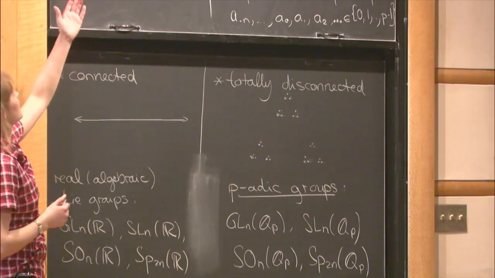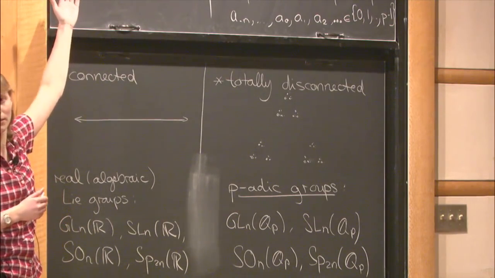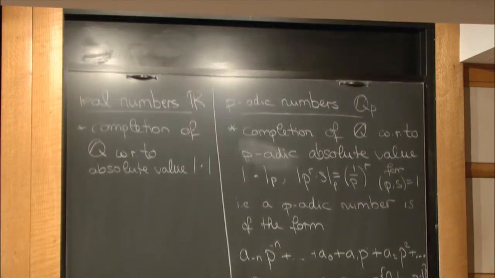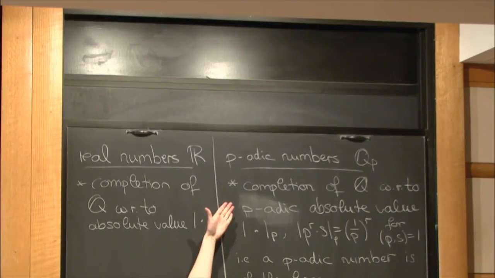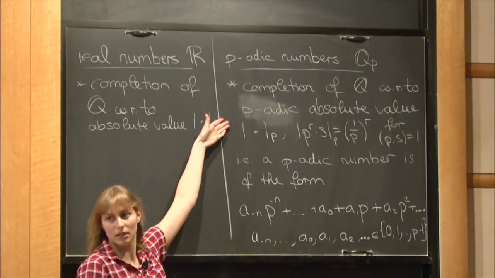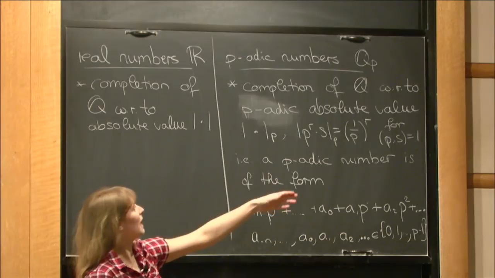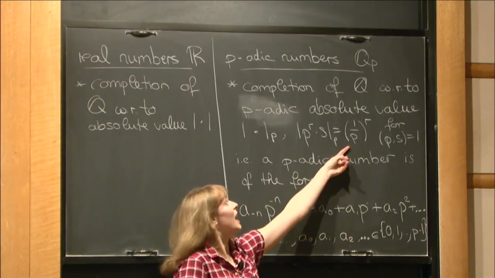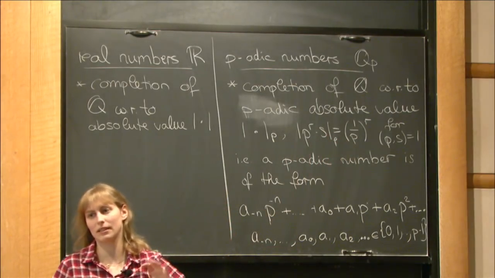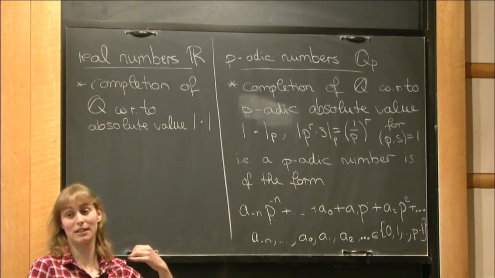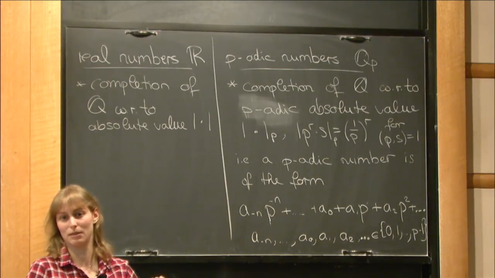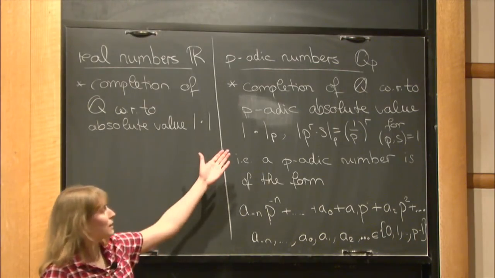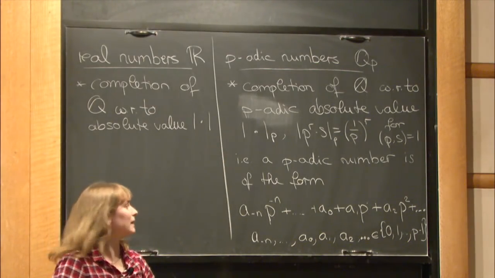If you consider the real numbers, these are just the completion of the rational numbers with respect to the usual absolute value. And what are the p-adic numbers? The p-adic numbers are just the completion of Q with respect to the p-adic absolute value, where the p-adic absolute value of p to the r times s over t is 1 over p to the r, where s and t are coprime. So this absolute value is very small if the number is very often divisible by p. It measures how often a number is divisible by p. And if we complete with respect to this absolute value, we get the p-adic numbers.